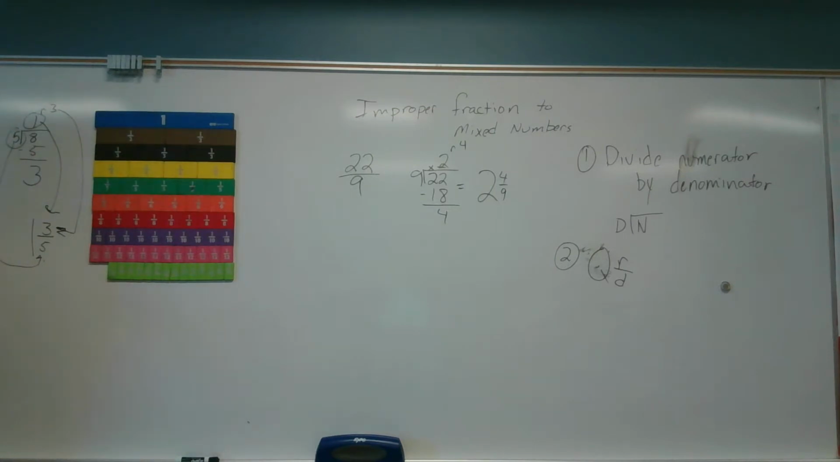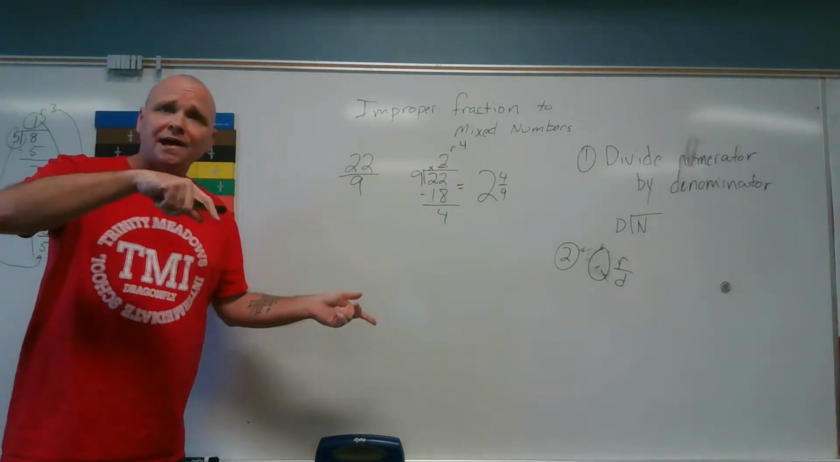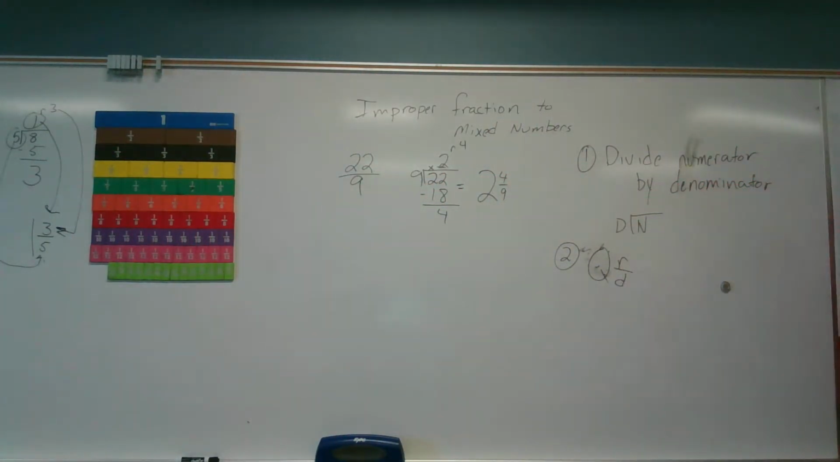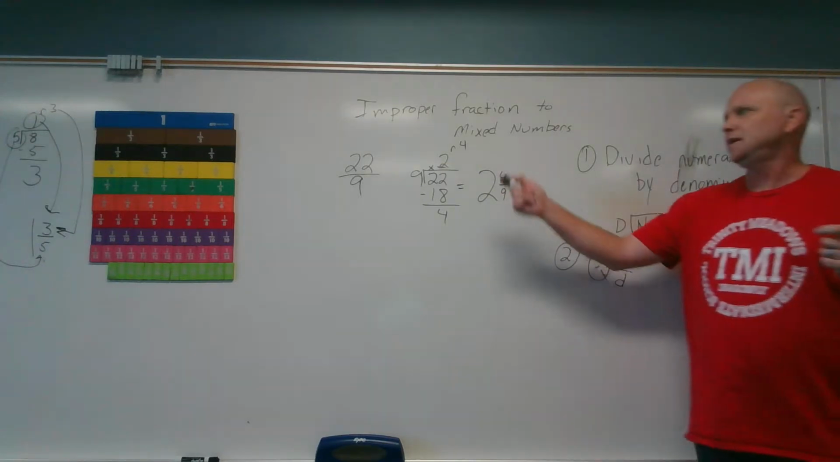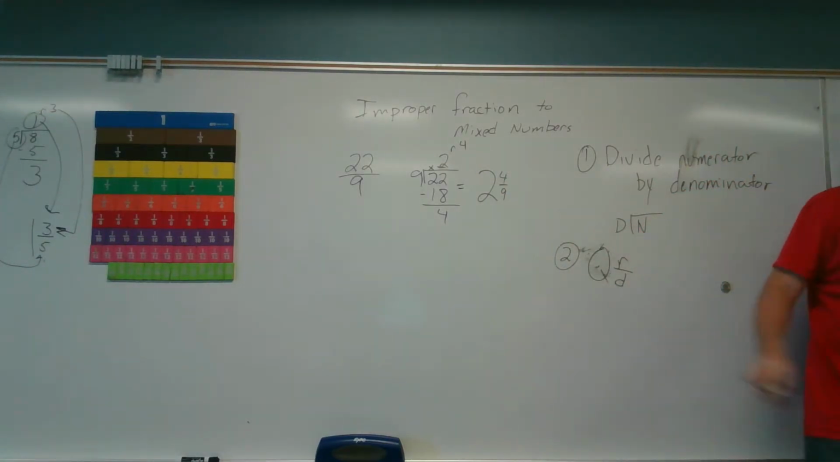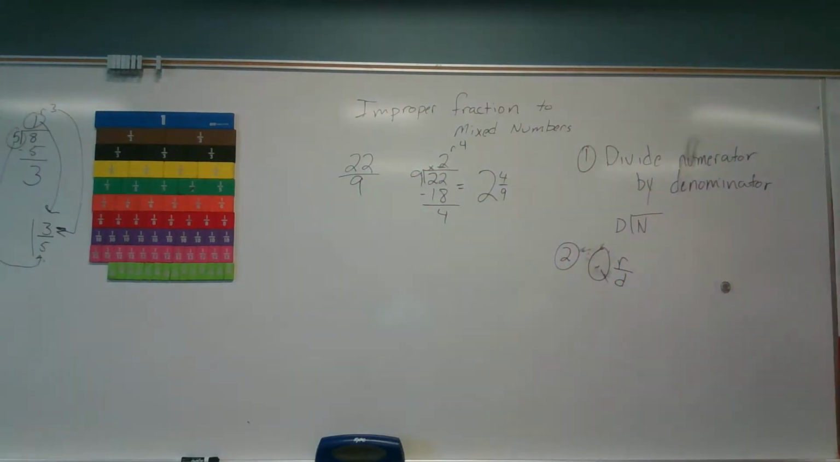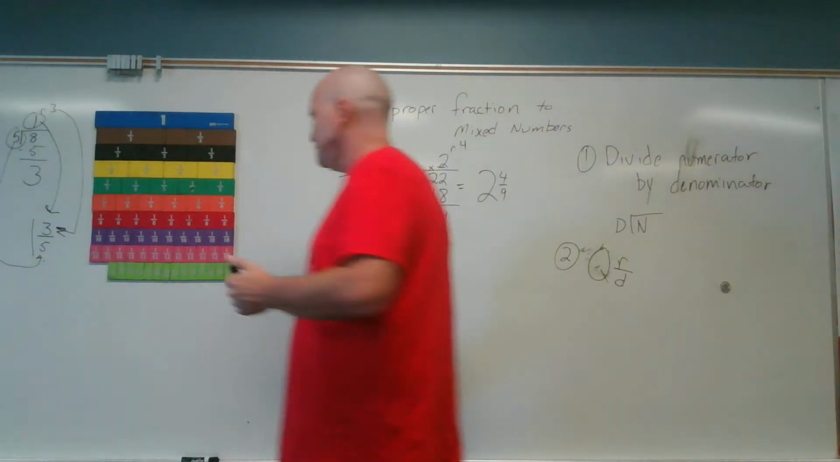Now, how could I check my work? I could do what we learned last week, and I could multiply my denominator times my whole number. So what is 9 times 2, class? 18 plus 4, class? 22. Denominator stays the same, 22 over 9. Easy peasy raw chicken squeezy.